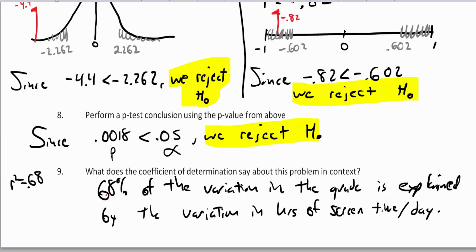But look at this R squared value. It was not very close to 100% like the last one was. So what we have now is 32% unexplained. There's a lot more that could be affecting this grade than just the non-academic screen time. So that's good to always point out.